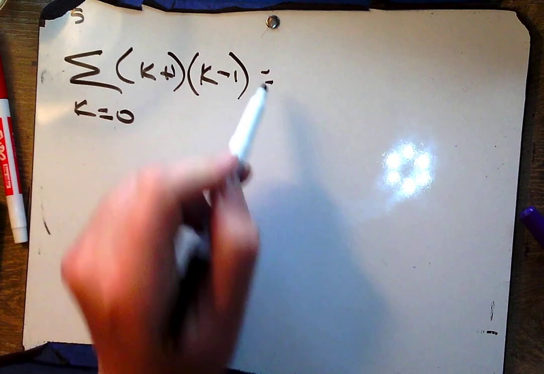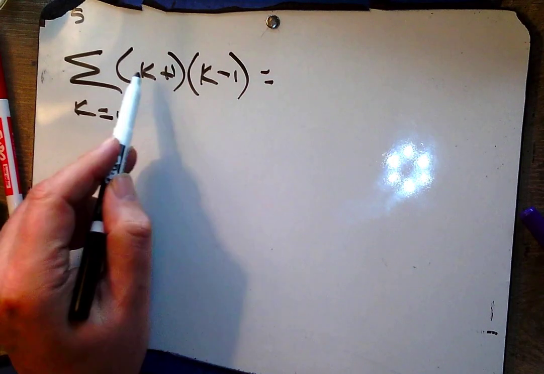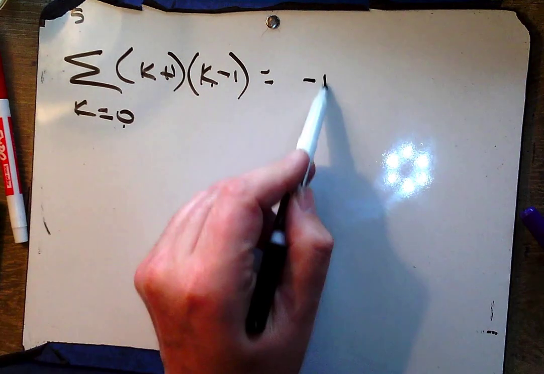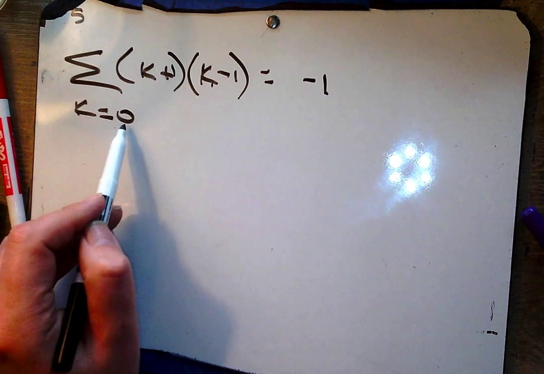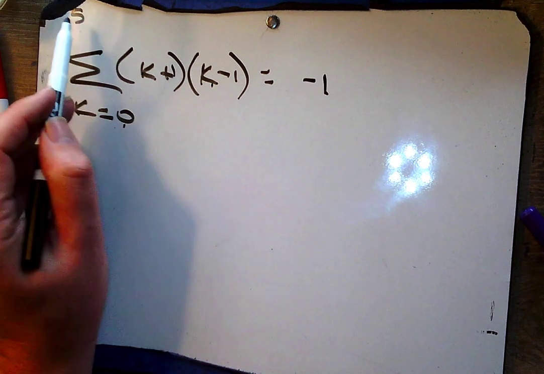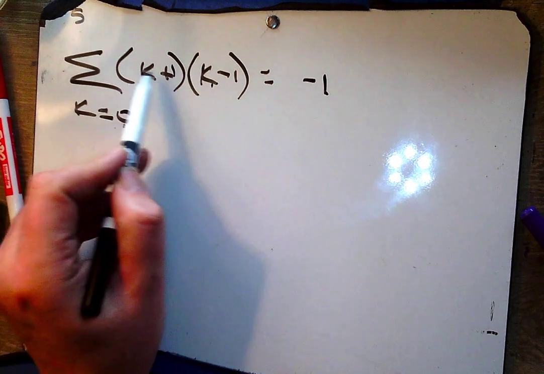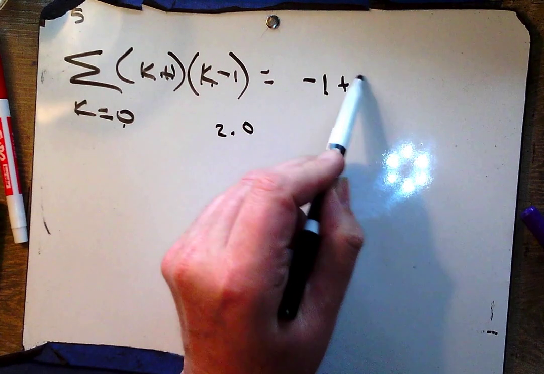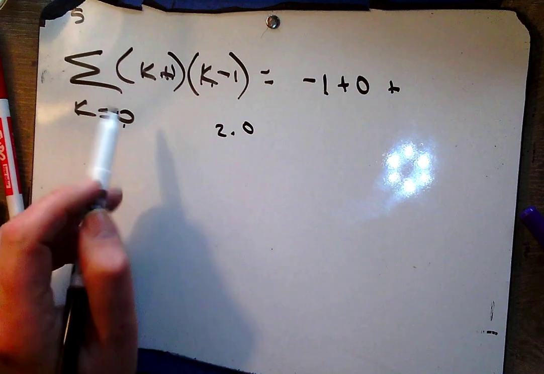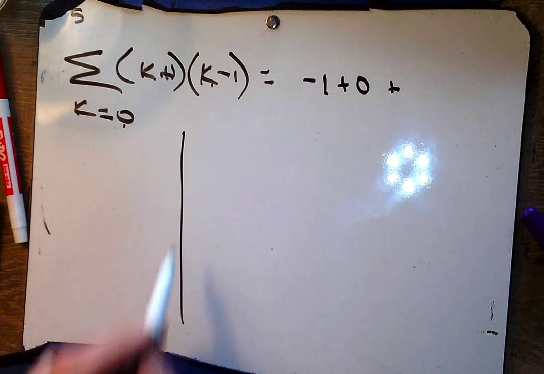So if we have the sum from k equals 0 to 5 of (k plus 1)(k minus 1), well, I'm going to plug in a 0, and I'm going to have -1. Then after I plugged in 0, I'm going to plug in all the other whole number values until I get to 5. 5 will be the last one to plug in. So now I'm plugging in 1. 1 plus 1 is 2. 1 minus 1 is 0. So I'm adding 0. I plugged in 1. I plugged in 2.